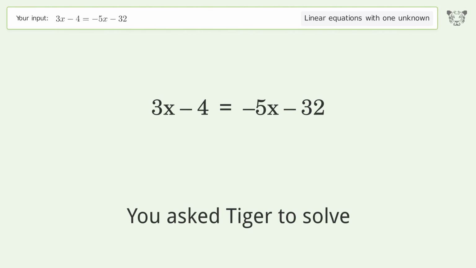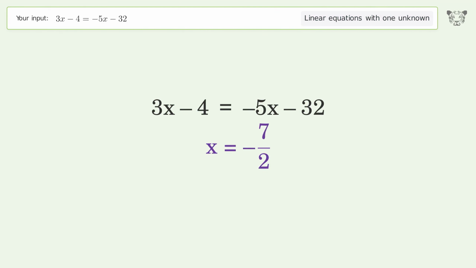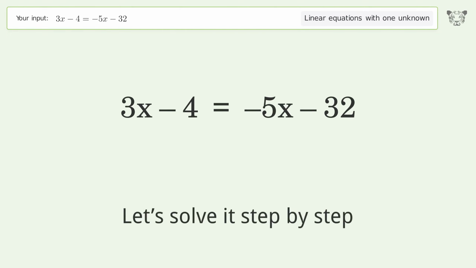You ask Tiger to solve this. It deals with linear equations with one unknown. The final result is x equals -7/2. Let's solve it step by step.